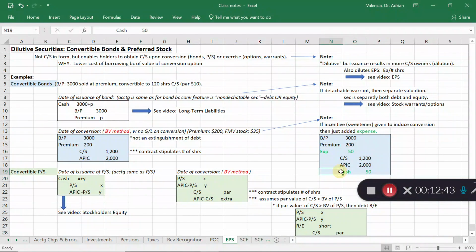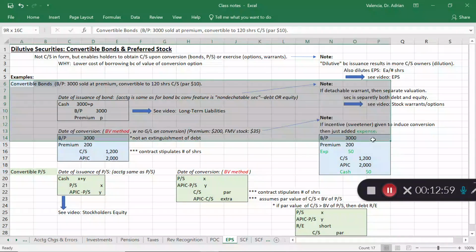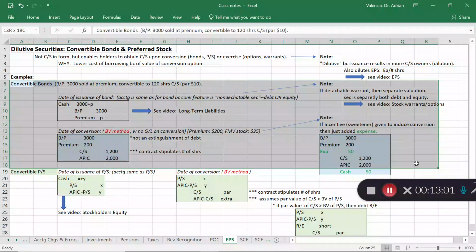It could be paid in cash, or it could be given in additional common stock, right? So I put it here as cash, but sometimes it could just be given in additional equity. So you would just include it as part of the additional paid in capital here. Okay, so that's the example on the bond being converted. Let me also discuss the example with convertible preferred stock.